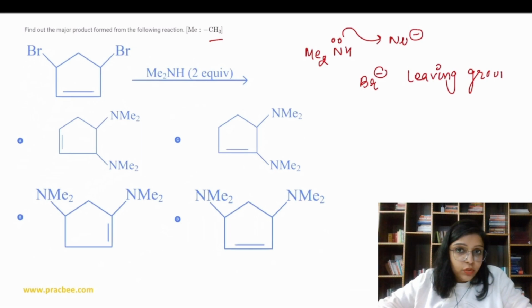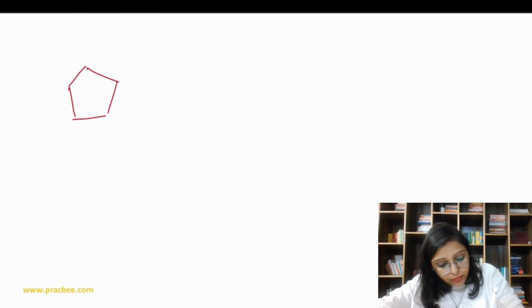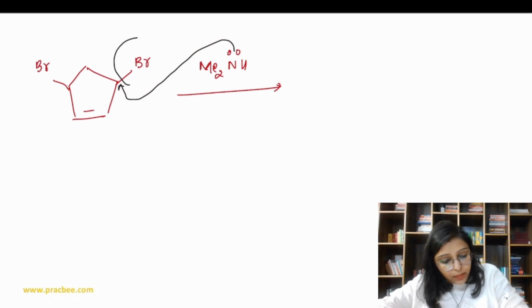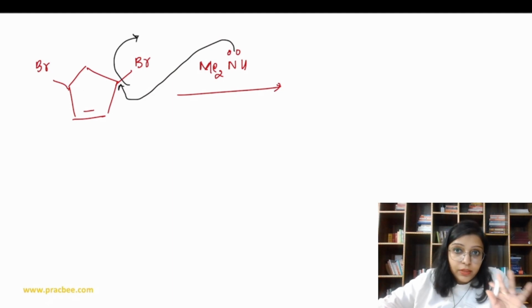But we have one situation over here. We have one situation over here: the double bond is in conjugation, right? The point is that if we have a double bond like this, so what happens over here? Just try to understand. We have a double bond over here, and this is Br and this is Br. In general, if we have Me2NH, then NH should attack over here and Br leaves, right? This should happen.